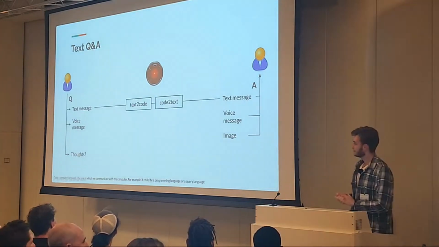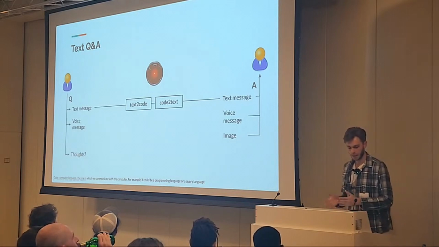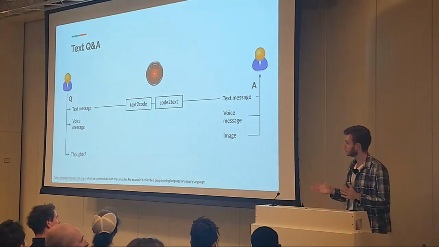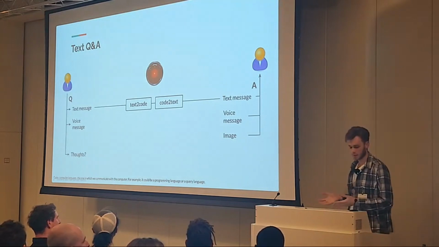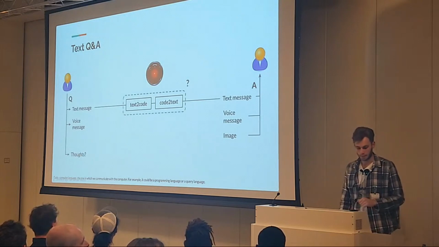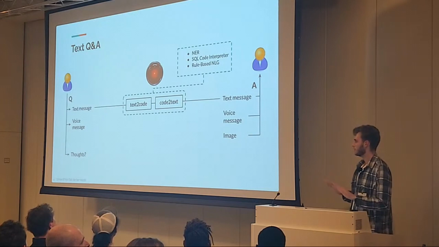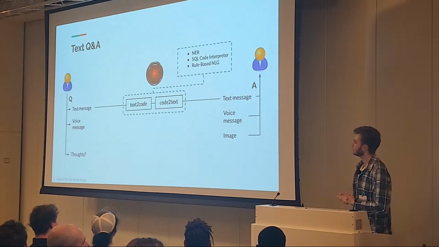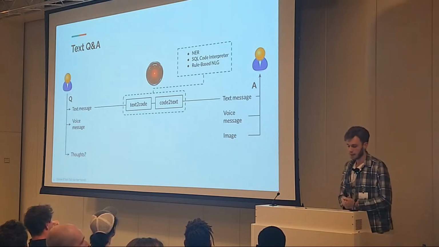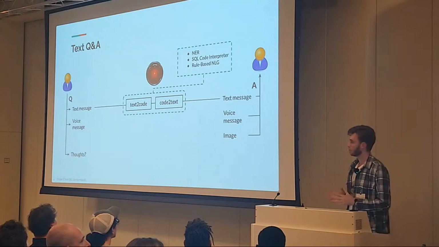So the first stream is to receive a text from a human, create two submodules of our system, which is like text to code or code to text, and then send a text message. What we can do here, I think that the first very simple thing that we can do without using large language models, and what we did for this client, is just to create some kind of named entity recognition, SQL code interpreter, and rule-based natural language generation.